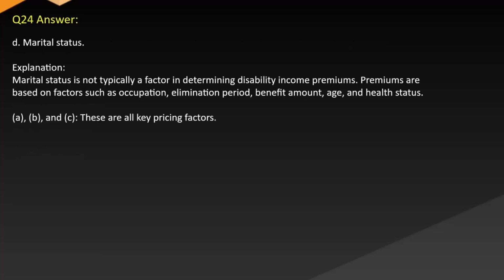Answer: D. Marital status. Explanation: marital status is not typically a factor in determining disability income premiums. Premiums are based on factors such as occupation, elimination period, benefit amount, age, and health status. A, B, and C. These are all key pricing factors.